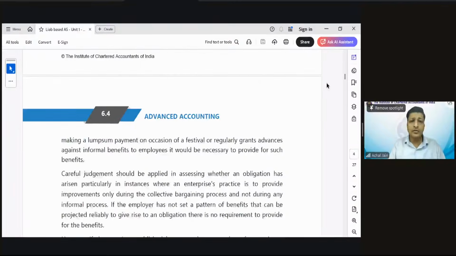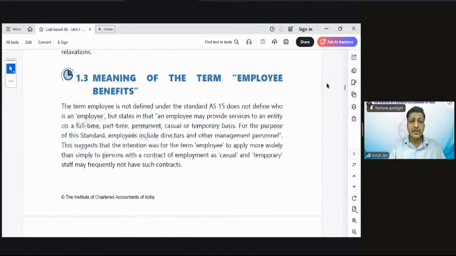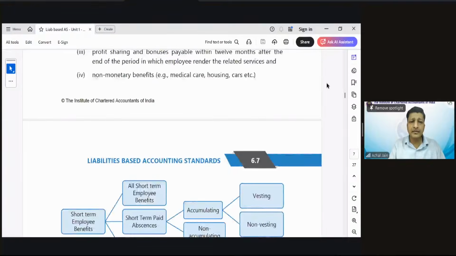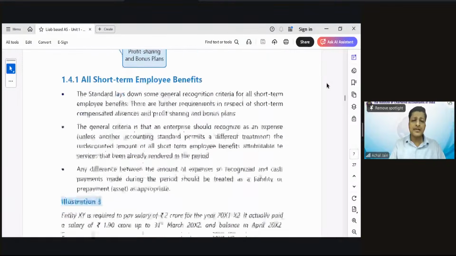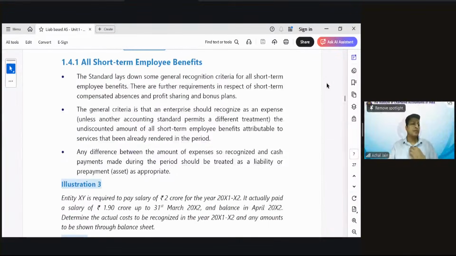Okay, so if you want, you can also refer to the study material. I'm sure you'll be having that. So let's move on to this third illustration, question number 3.